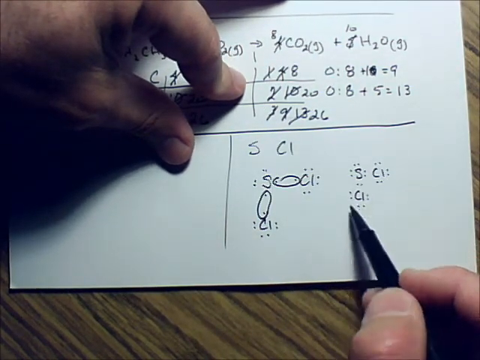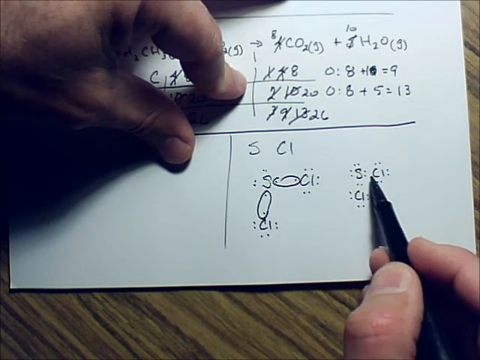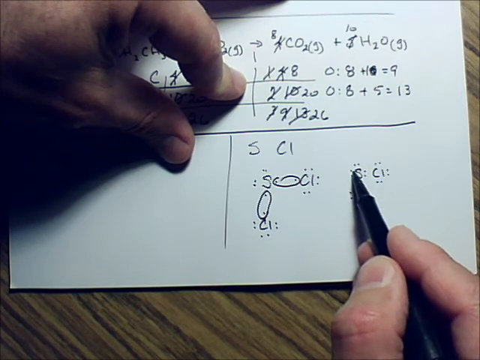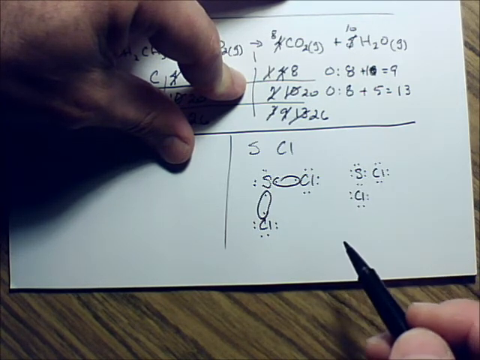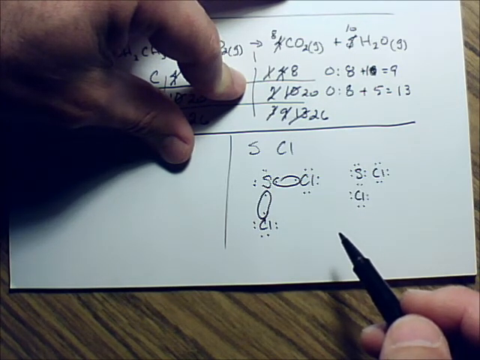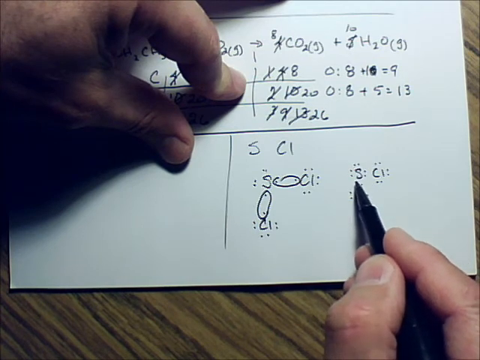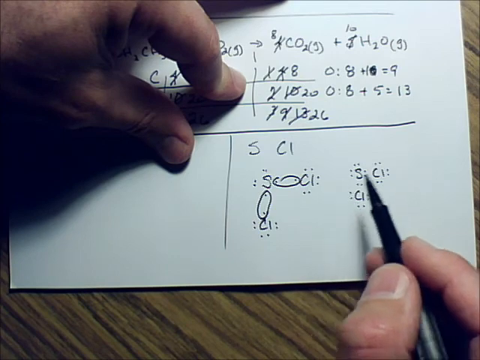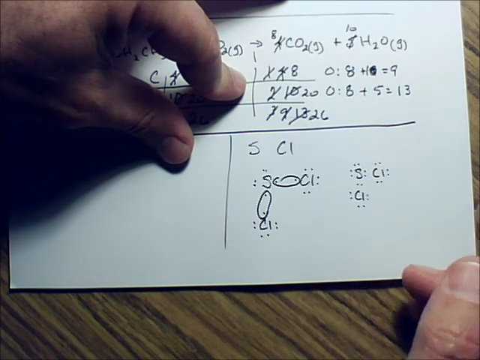All right, so sulfur and chlorine then, if they share electrons in this way, every element here is going to have 8 electrons in the valence level. Sulfur has 8, 1, 2, 3, 4, 5, 6, 7, 8 because it shared 2 electrons. Chlorines have 8 because it shared 1.